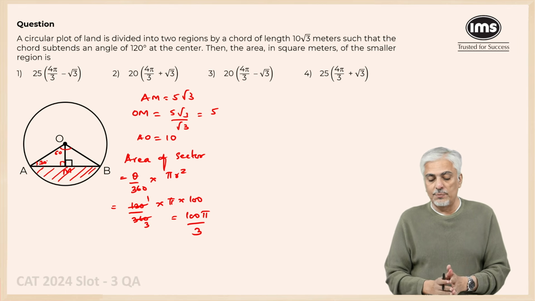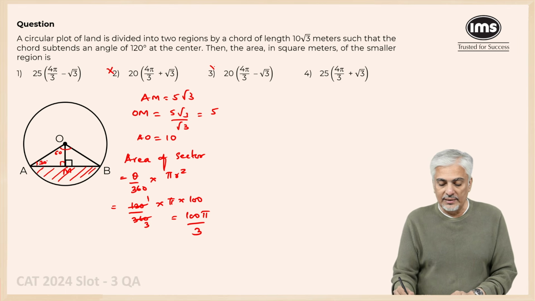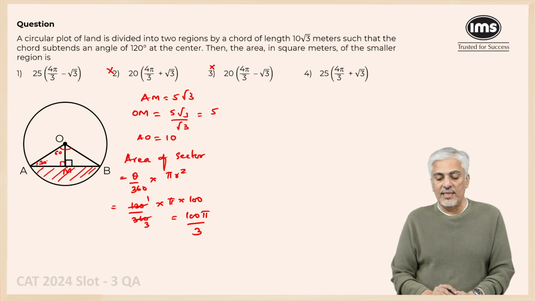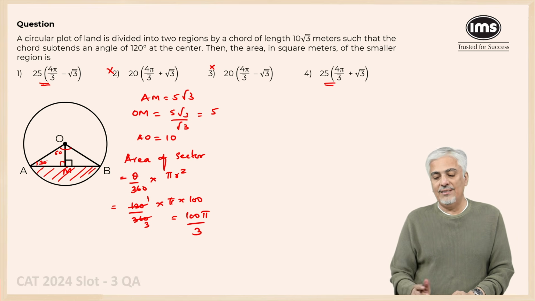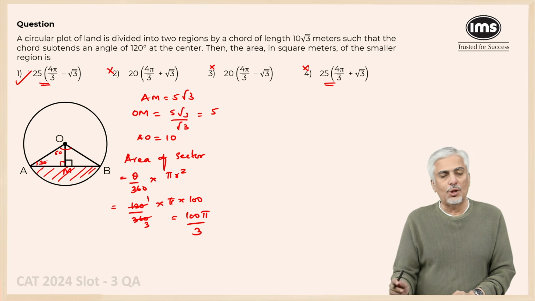Even if I was looking at this much, I know these two options will not be the answer, because when you open the bracket up, they give you 80 upon 3 pi, while these two brackets are giving you 100. And in the last option, there is a plus, so that cannot be the answer. The answer will be the first option. Now, that's a smart way of looking at it. But anyway, let's just finish the remaining part.